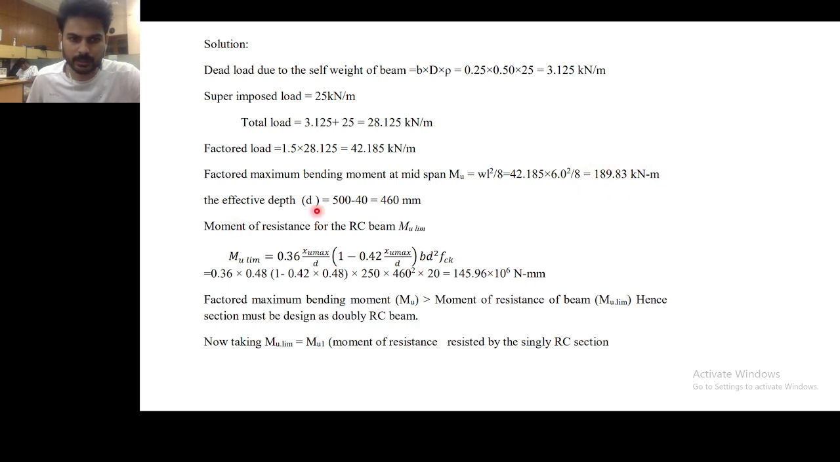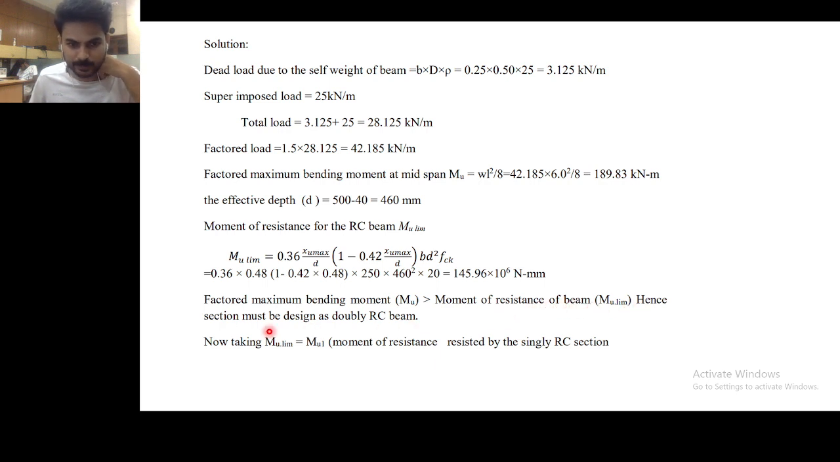So the effective depth we can calculate by reducing the clear cover. So we will get the effective depth as this. The moment of resistance for the RC beam, Mu limiting, we have seen this formula many times. We will again use that. By simplifying this, it will be 0.138 FCK B D square. By calculating that, we got the moment of resistance for our beam as 145, which is less than whatever moment is coming onto the beam. Okay, so the factored maximum bending moment is greater than the moment of resistance of the beam, Mu limiting.